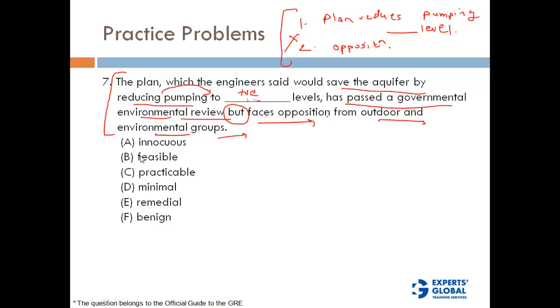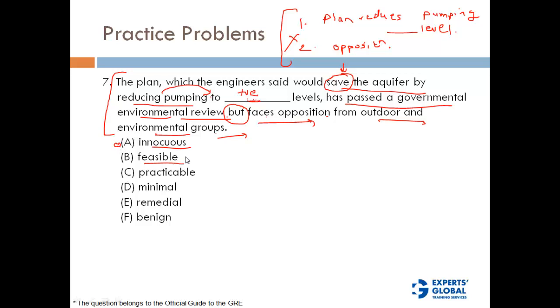Okay, so let's look at it. Innocuous. Innocuous, yes, it is positive. Innocuous means harmless. So it is a positive word. It fits in the context. It says the plan which the engineers say will save the aquifer. Another reason we have to notice this is save. If this plan is going to save, that means it has to have some positive effect. So that again justifies that this word has to be something positive. So the plan which engineers said would save the aquifer by reducing pumping to innocuous levels has passed a government environmental review. So this in itself makes sense. So that is a good choice to have.